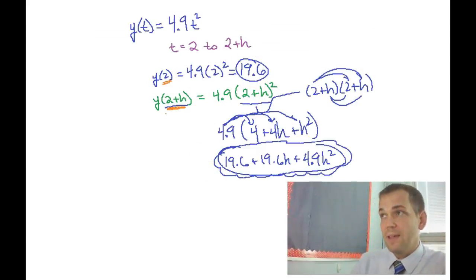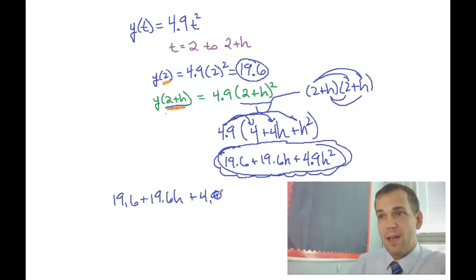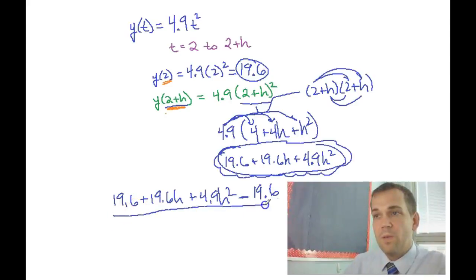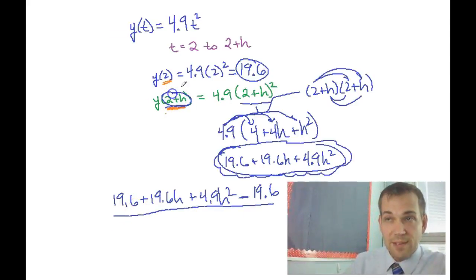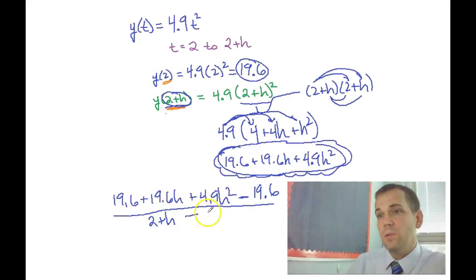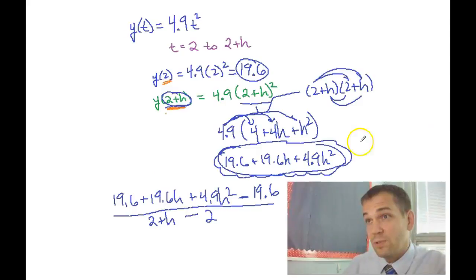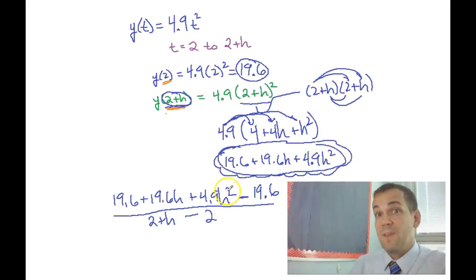And that's going to look like 19.6 plus 19.6h plus 4.9h squared, that's this y value, minus this y value, and that'll all be over this t value, 2 plus h, minus this t value of 2. So yes, the algebra is gross. Yes, we're doing some weird composition function stuff that you maybe haven't done for a while, but it's all algebra you can do.